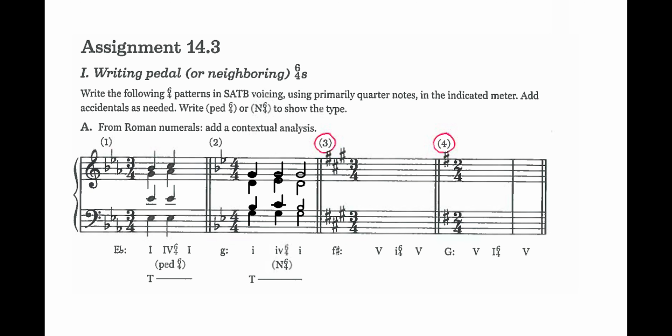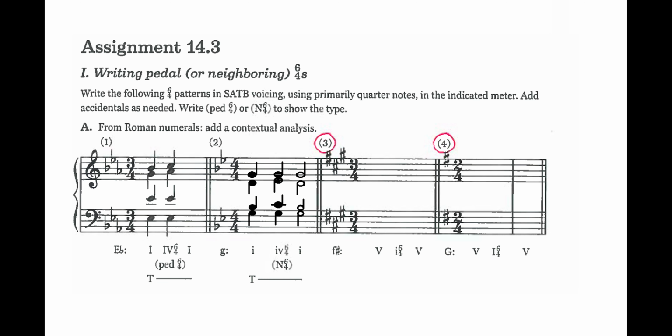We are asked to analyze it using either pedal 6-4 or neighbor 6-4. Either is correct. And underneath, add a contextual analysis. My contextual analysis is T all day long because we are not really creating a whole phrase here. We're basically decorating G minor.